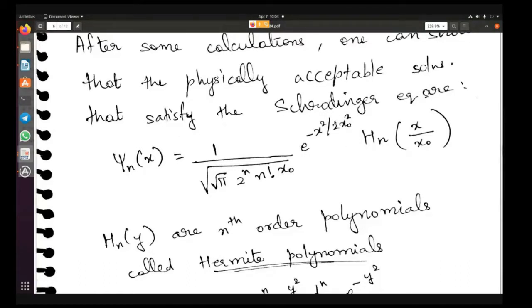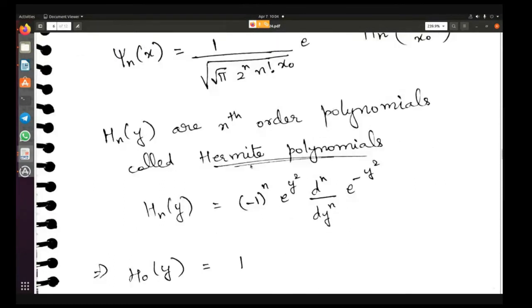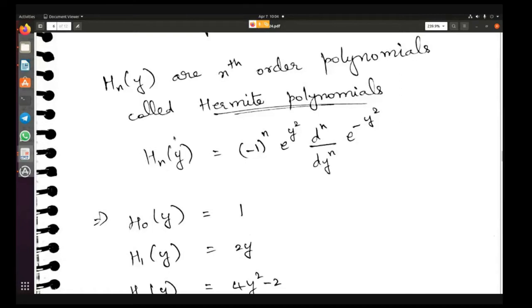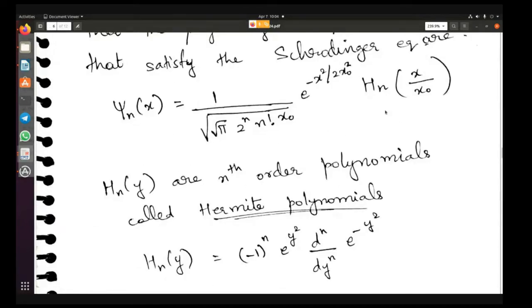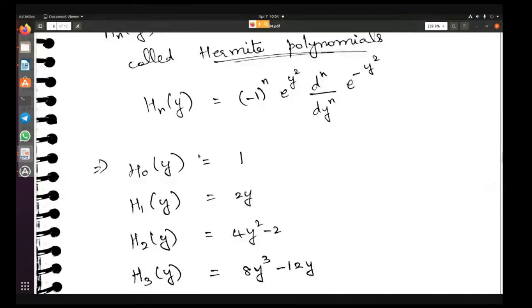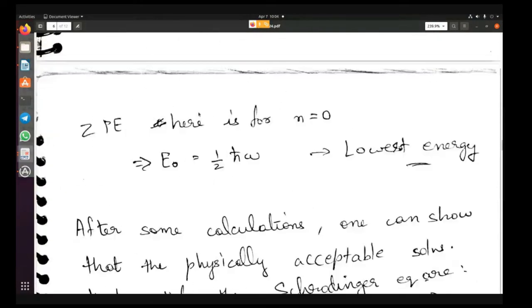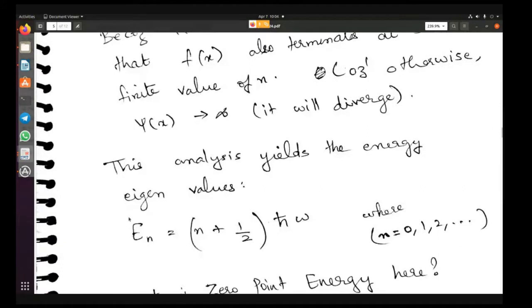So this is a Gaussian term, and then that term is multiplied with a Hermite polynomial. And we saw what Hermite polynomials are. The Hermite polynomial is given by this expression. Depending on what n is, you can find the Hermite polynomial corresponding to that value of n. That is how we got the wave function. And we also got the energy. What was the energy? The energy was (n plus half) times h cross omega.